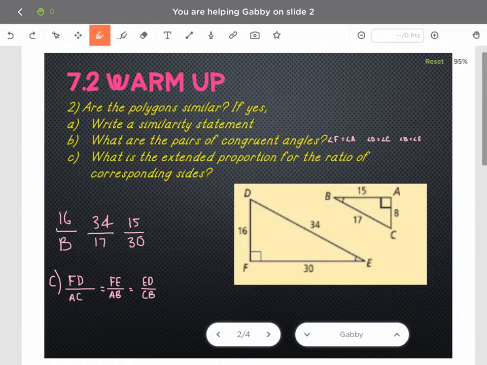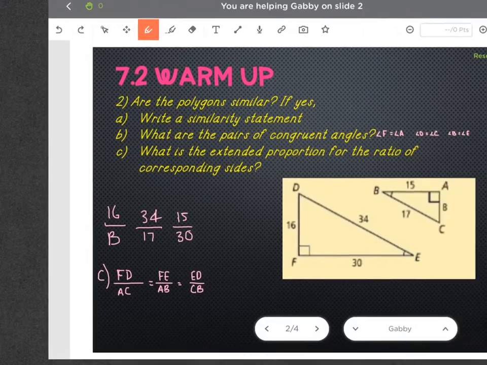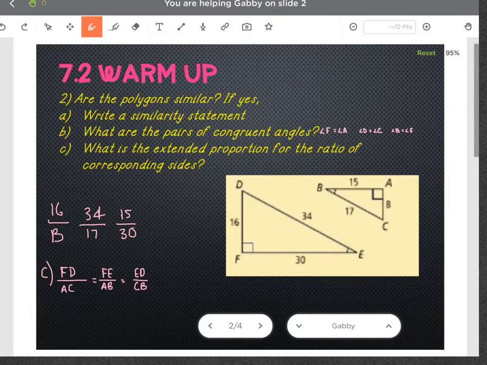Okay, number 2 said, are the polygons similar? If they are, write a similarity statement. And what are the pairs of congruent angles? What's the extended proportion of the ratio of corresponding sides? So there are 4 parts here. Are they similar? So when you match them up, you would get 16.